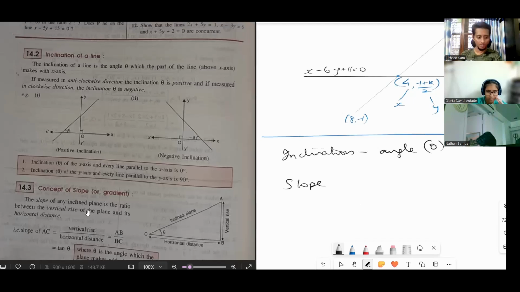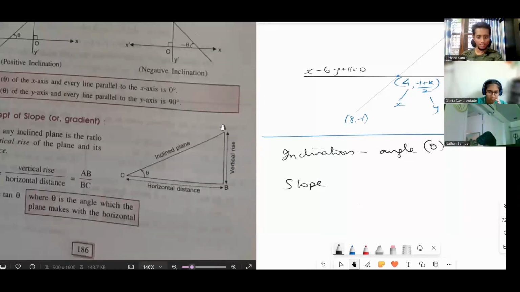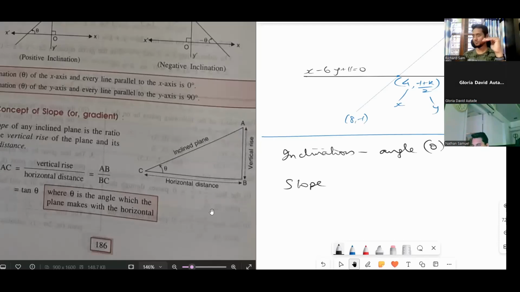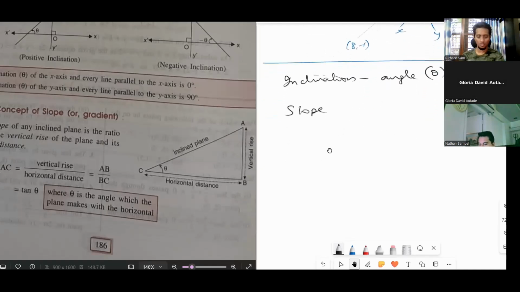It's a ratio again. Look here. Slope of AC. AC is this line. Okay, to find the slope, the formula which you will not be using is the vertical rise divided by the horizontal rise. Vertical rise means this height AB. Horizontal distance is this length BC. Okay, so you understand why it becomes that.